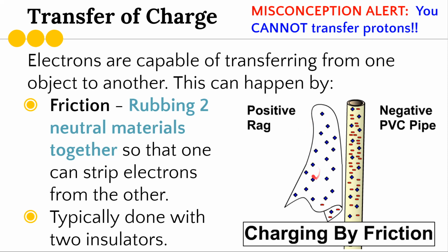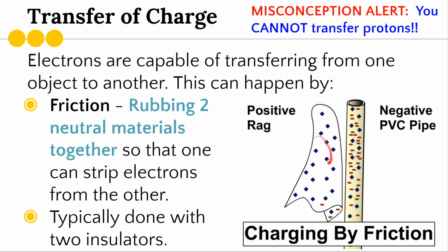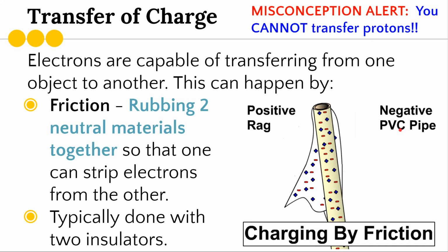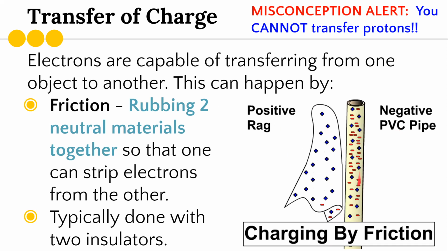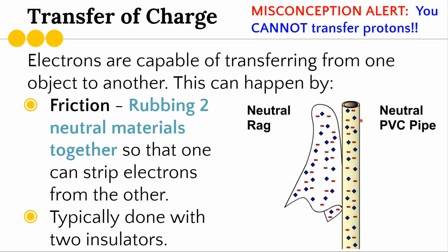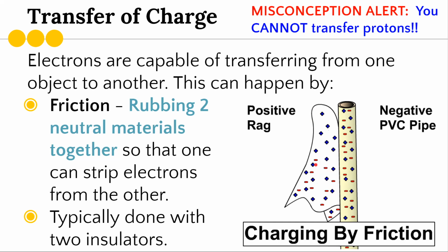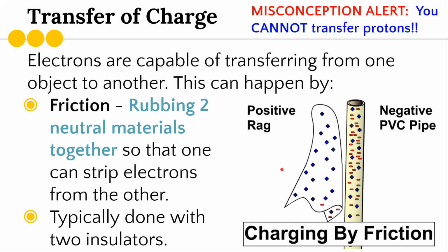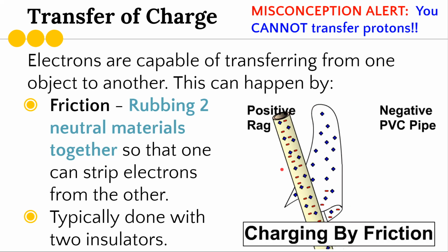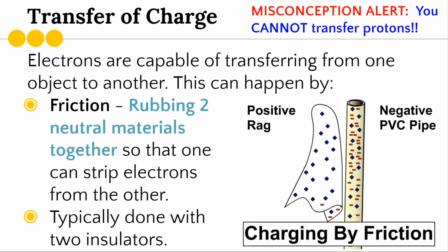And you can see here in this animation the same thing. This is a rag, some kind of cloth, and a PVC pipe, and they're showing the charges in each. As they rub the PVC pipe on this cloth, it strips away the electrons, leaving the cloth with a positive charge because it lost a bunch of electrons, and leaving the PVC pipe with a negative charge. And that's the same thing that's happening whenever you rub the balloon on your hair.